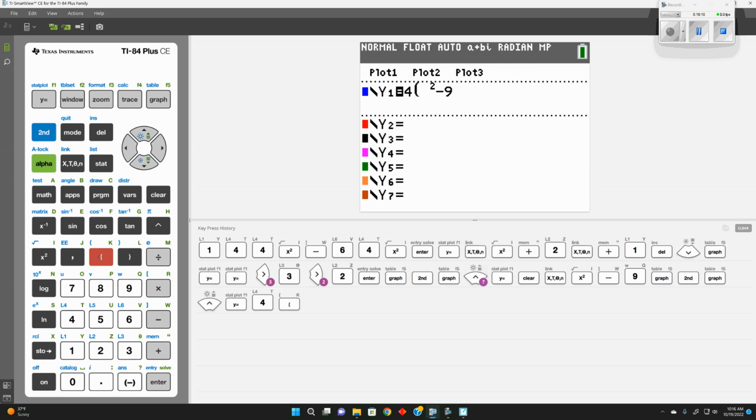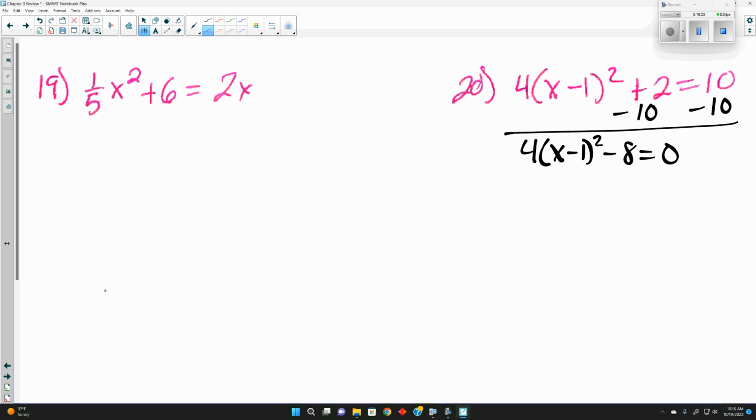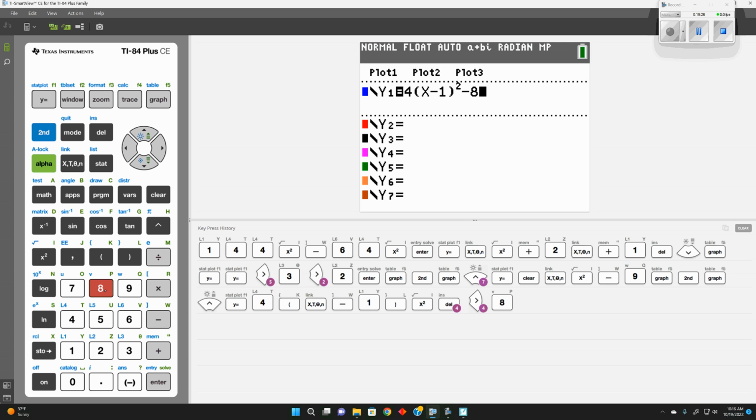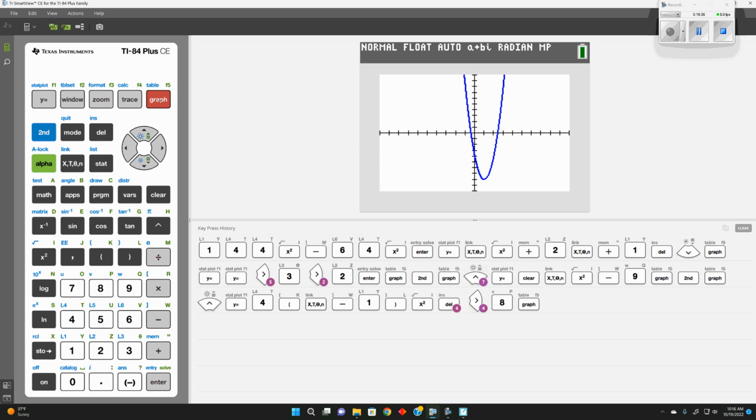4 times x minus 1 squared minus 8. Look back, yep, 4 x minus 1 squared minus 8. We don't have to put the equal 0 because, again, we're trying to see where y is 0. That's what the equal 0 is for. And we hit graph. Does this cross at two nice points? No. So this is where graphing falls short.